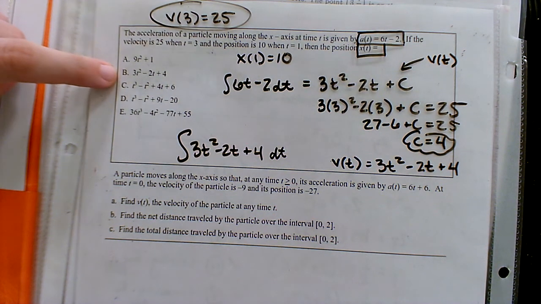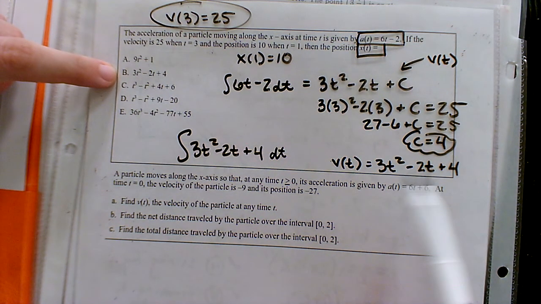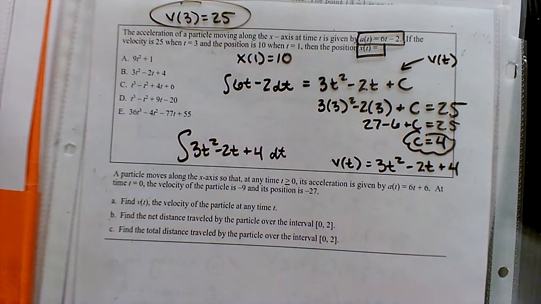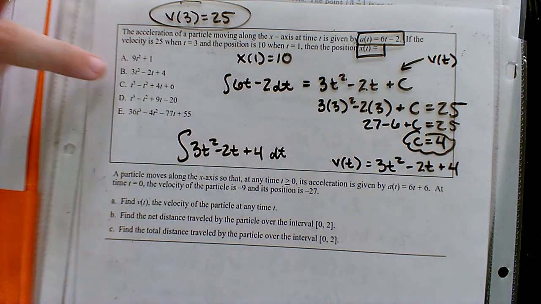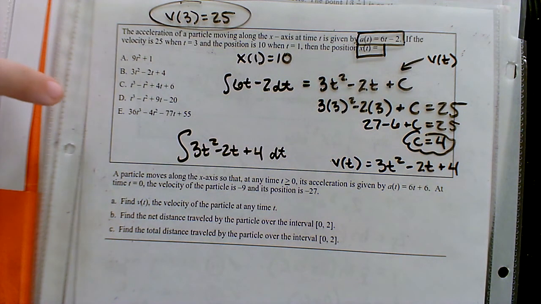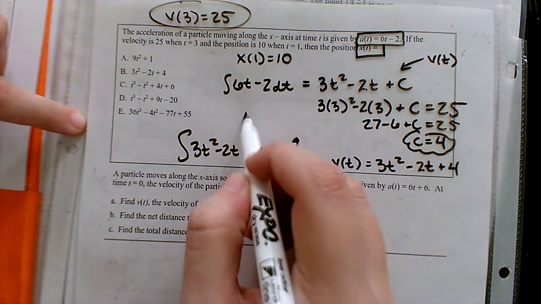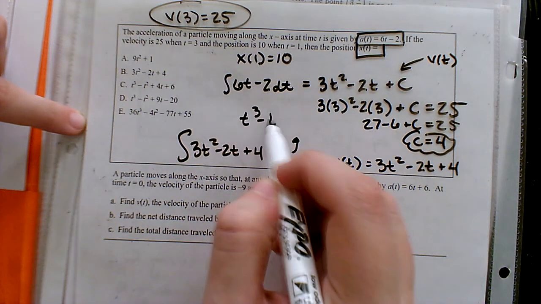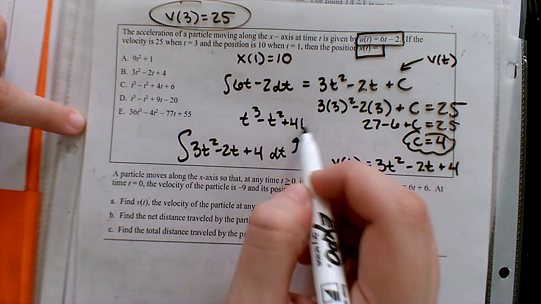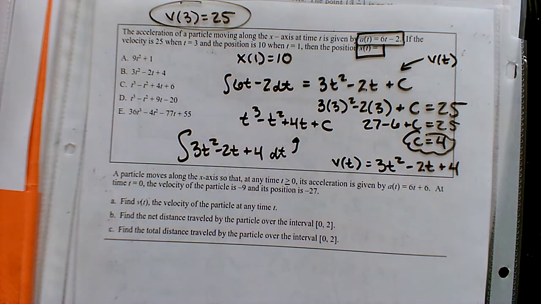Notice how they're trying to be a little tricky here. Do you see how B was the exact velocity equation they gave us? Some of us might get tripped up and think, oh, that's on there, that must be it. But they're asking us about position. So we have to integrate one more time. We have to work backwards from that. So if we work backwards again, that would be t cubed minus t squared plus 4t plus c.